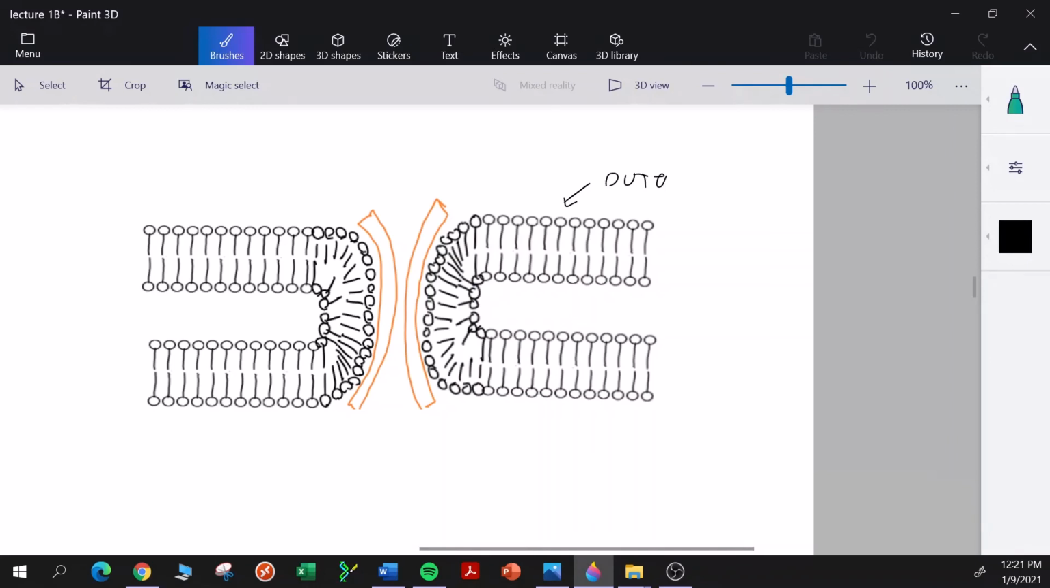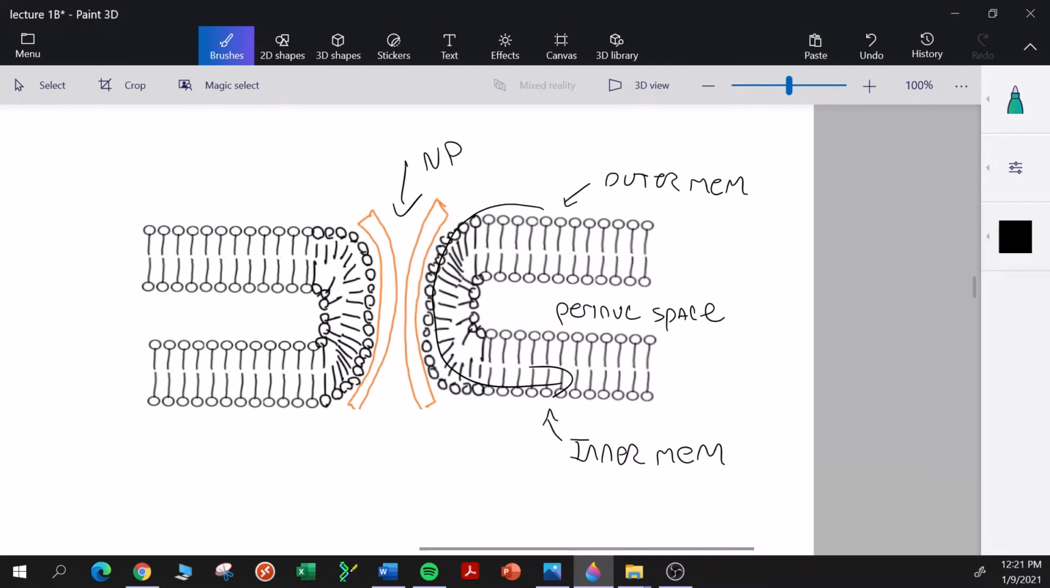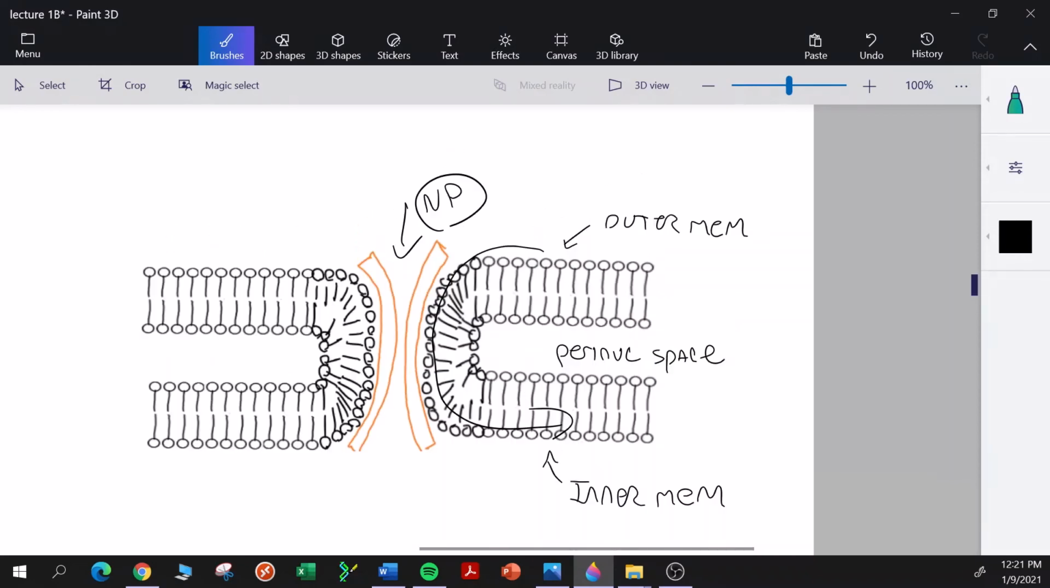Essentially, here's the outer membrane. Here's the inner membrane of the nuclear envelope. Here's the perinuclear space, and you can see how it kind of folds around like that. That's where we get our outer and inner membranes from. And then here's the nuclear pore right here. Okay, I just wanted to touch on that.